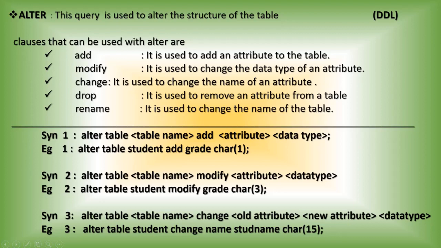By using the add clause, you can add an attribute into the existing table. Already you created the table. After creation, if you want to add an attribute into the table, then you can use add attribute. Modify is used to change the data type of the attribute. Change is used to change the name of the attribute. Drop is used to completely remove an attribute from the table. And rename is used to change the name of the table.